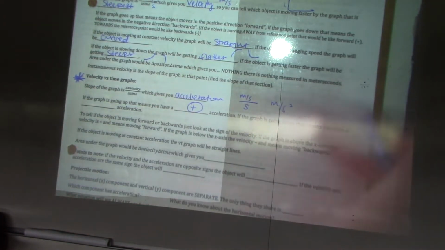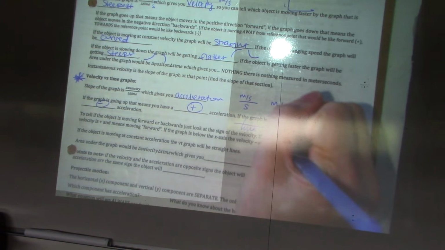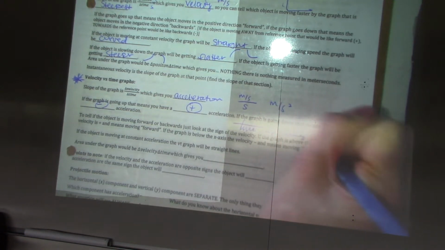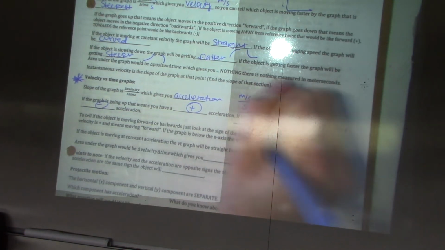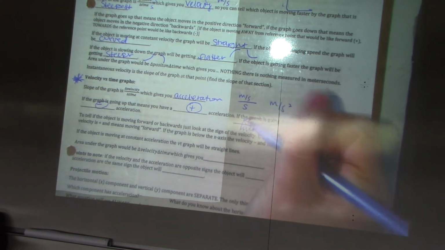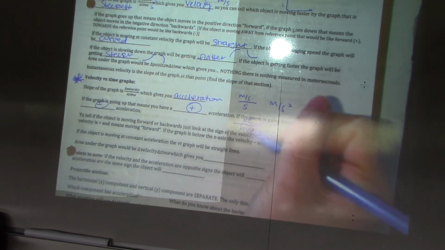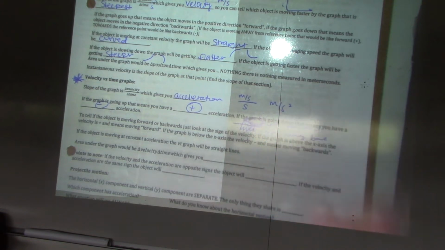If the graph is going up, that means I have a positive slope or a positive acceleration. If it's going down, I have a negative slope or a negative acceleration. To tell if it's moving forward or backwards, you just look at the sign of the velocity. Anywhere in here, that's a negative velocity, that is moving backwards. And anywhere in here, that is a positive velocity, moving forwards. Whether it's speeding up or slowing down: speeding up would be going away from zero, or slowing down would be going towards a velocity of zero.